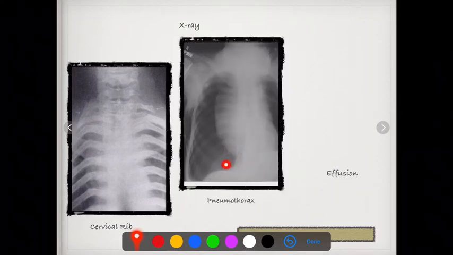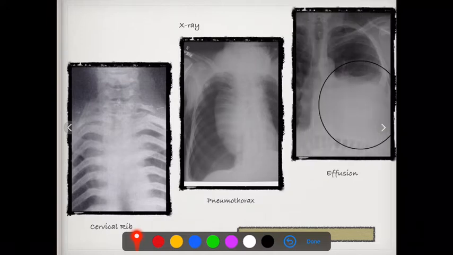This is an X-ray of a patient who is having a pneumothorax. You can see that there are no lung markings at all over here, and this is the margin of the collapsed lung. So, an X-ray is still good enough to diagnose this condition. This is an example of a patient having a complete whiteout of the left hemithorax with a meniscus sign. So, this is a patient who is having a pleural effusion.